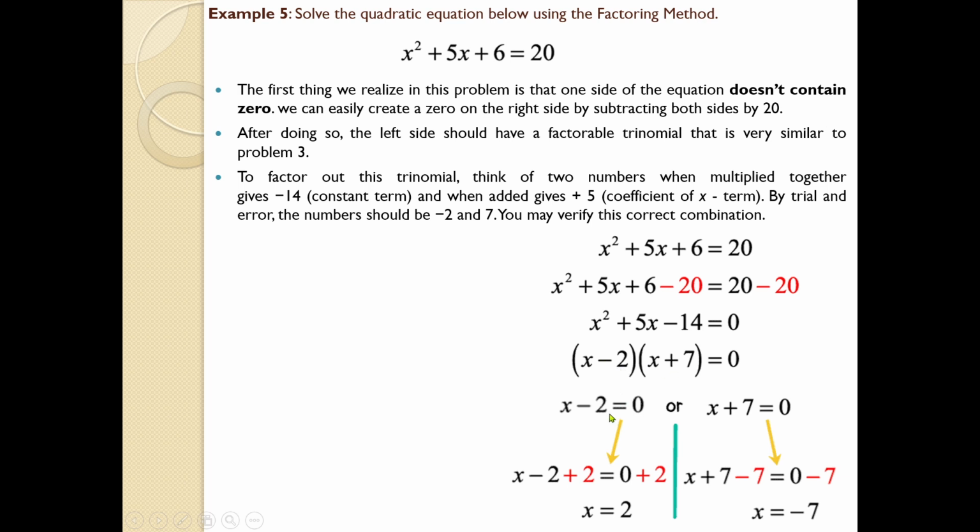Before going to these two steps, I will simply explain the answer. x minus 2 equal to 0, which can be written like this. So x equal to 0 minus 2, 0 plus 2, because when minus 2 is shifted to the other side, it will become plus. So x equal to 0 plus 2, you will get x equal to 2. Here x plus 7 equal to 0. When you shift the number to the other side of the equal sign, the sign changes. So x equal to minus 7. So the answer is x equal to 2 and x equal to minus 7.